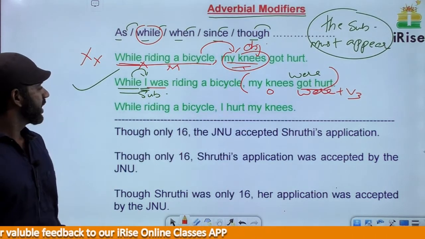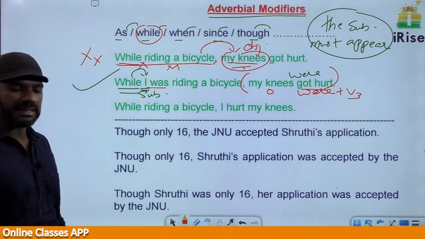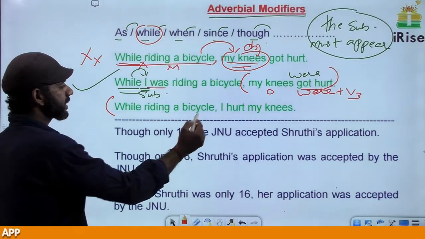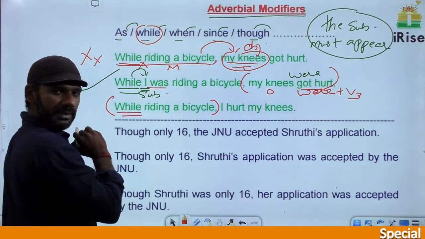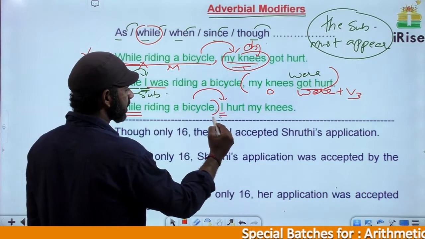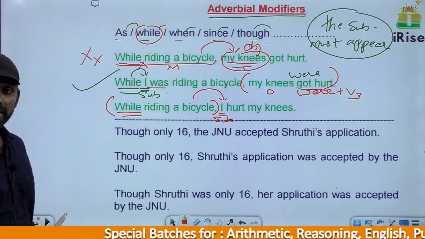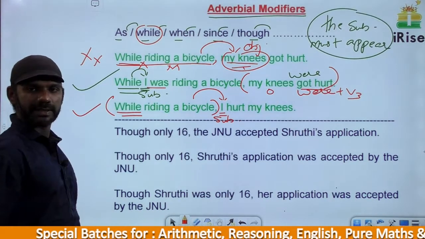Come to the second one. While riding a bicycle, comma, I hurt my niece. While riding a bicycle is a clause containing while. And immediately after the clause containing while, we have the subject. What is that? I. So immediately after the clause containing while, the subject is there, grammatically correct.